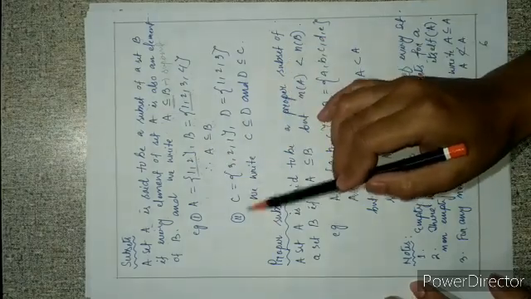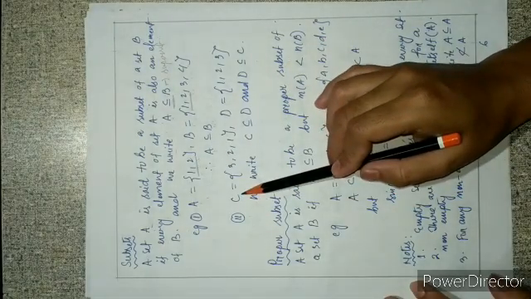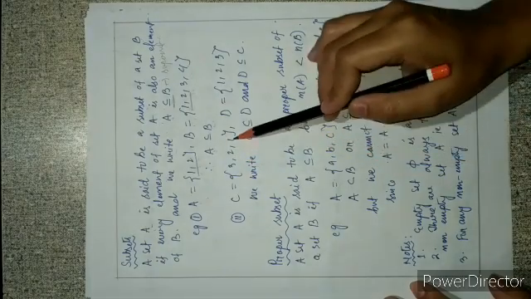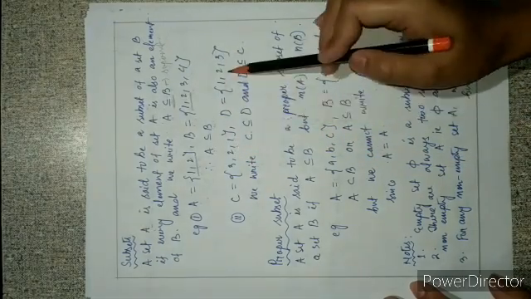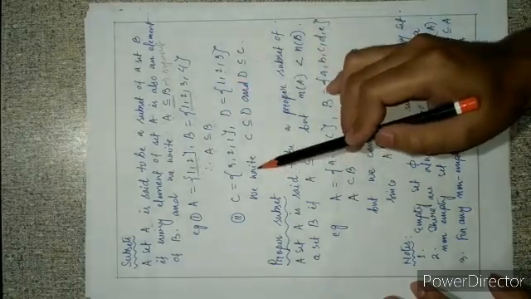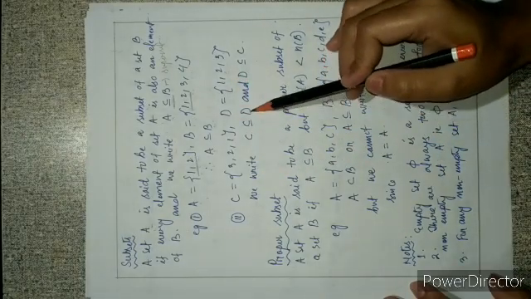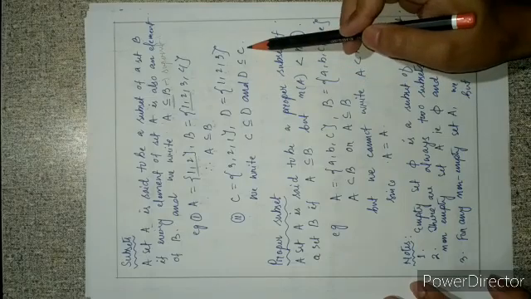Roman number 2. Set C elements are 3, 2, 1. Then set D elements are 1, 2, 3. The elements are the same, so we write C is a subset of D and also D is a subset of C.